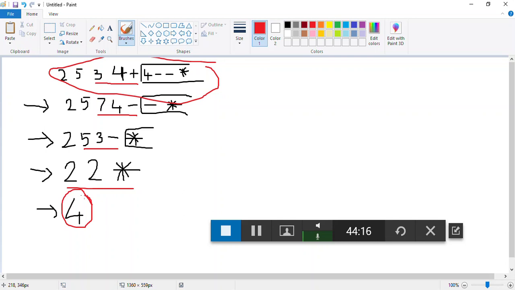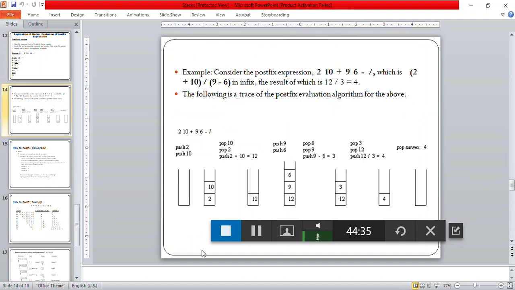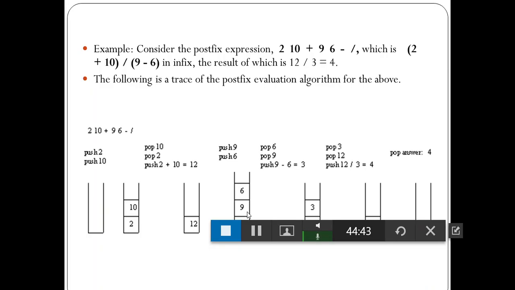Okay, understood everyone? Right, so this is how postfix expression will be evaluated. Now how this expression will be evaluated using the stack, that is the main point that need to be focused here. Okay, now you see here, we will see this expression. Now another example. Listen carefully please everyone.